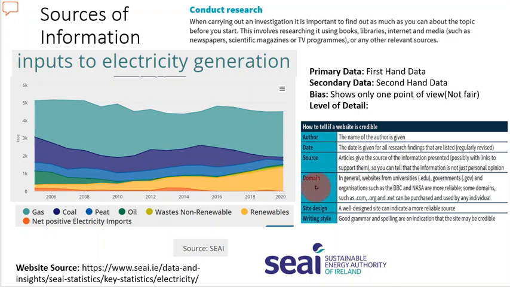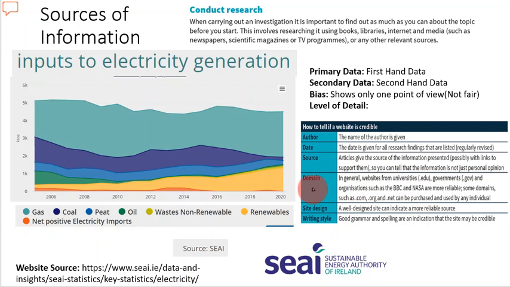In general, websites from universities, which end in .edu, governments that end in .gov, and organizations such as BBC and NASA are more reliable. Some domains such as .com, .org, and .net can be purchased and used by individuals as well. Websites run by organizations generally tend to be more balanced and not as biased. So it's important to take that into account when you're researching on websites.